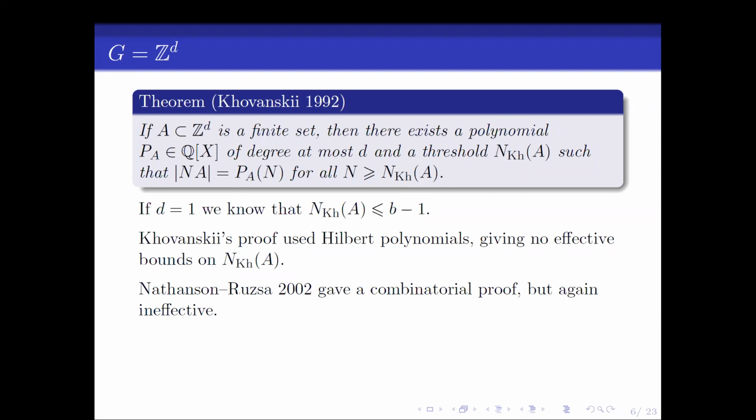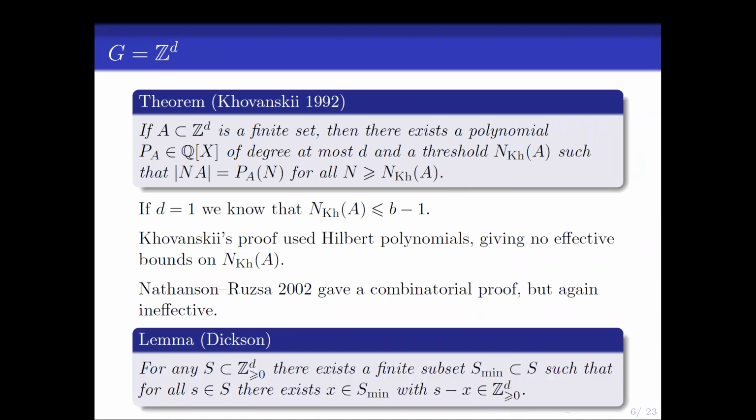Now, 10 years later, Nathanson and Ruzsa gave a very nice combinatorial proof of the same theorem, but again, it was ineffective, and I can explain more precisely why this proof is ineffective. It relies on the following fact about subsets of the positive quadrant of Z^d. It's a lemma, I think, that goes back to Dickson. For any subset S of the positive quadrant of integer points, there is some finite subset of minimal elements, S_min. Minimal in what sense? Well, every element of S lies above and to the right of some element of S_min, i.e. there's some x in S_min such that S minus x is in the positive quadrant.